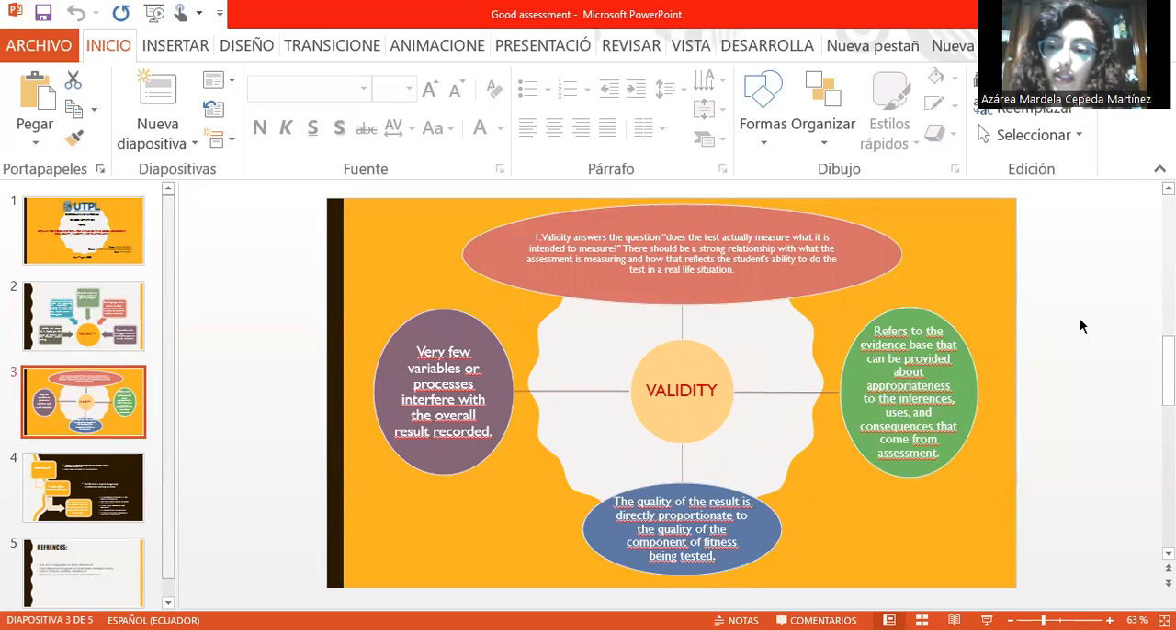Continue with the second point, validity. Validity answers the question, does the test actually measure what it is intended to measure? We need to answer this question like a teacher because it is a crucial part. Validity should be a strong relationship with what the assessment is measuring and how that reflects the student's ability to do the test in a real life situation.